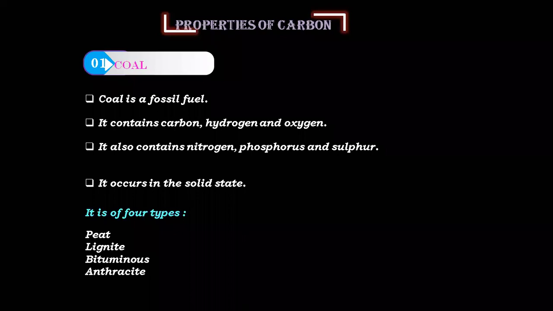So now I want you all to write it down. Everybody give the heading as non-crystalline or amorphous form of carbon. In that, you write the first one as coal. And under that, just write these examples: peat, lignite, bituminous, and anthracite.